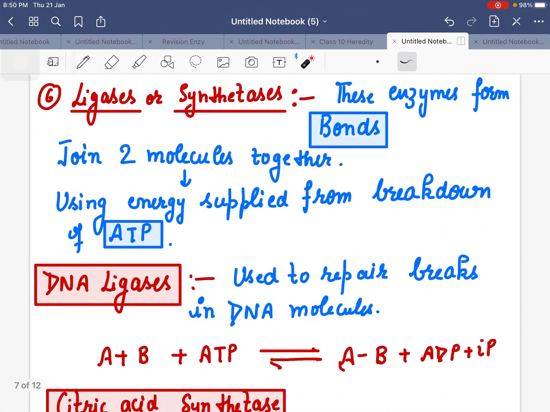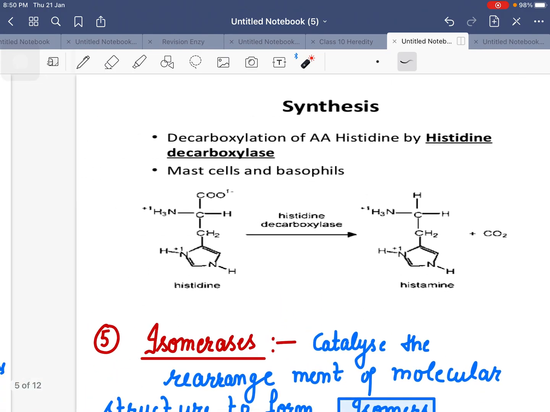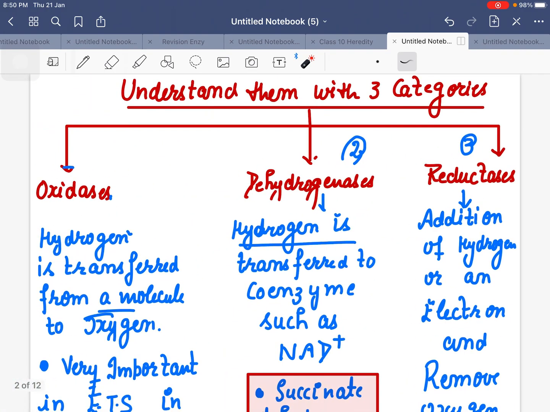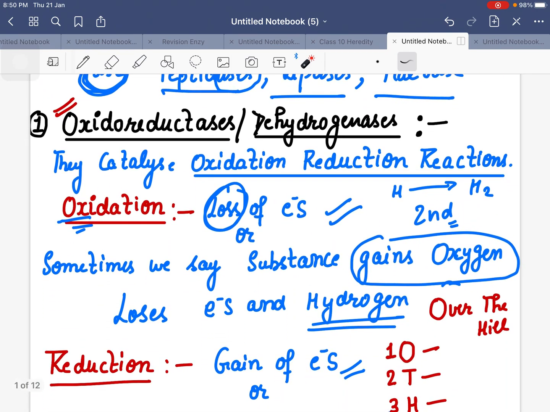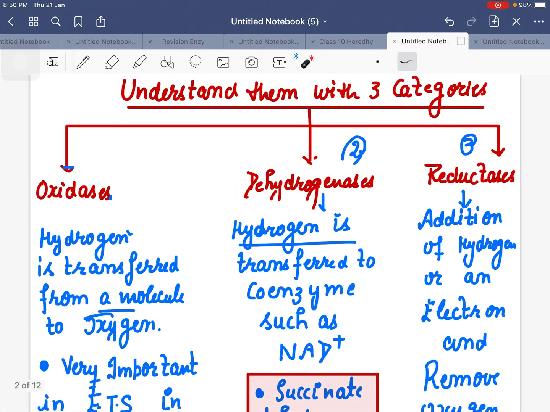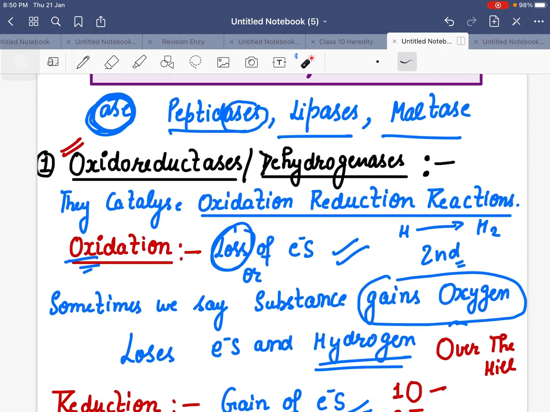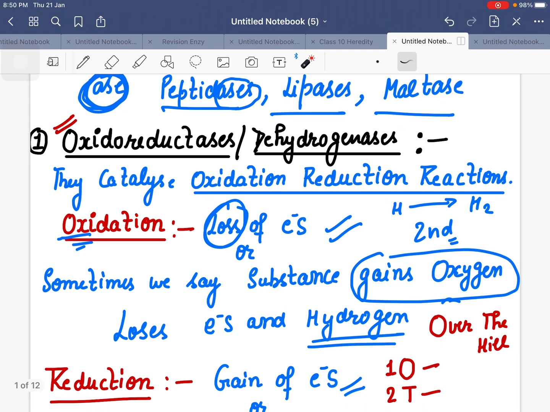Now the first category of enzymes is oxidoreductases. Many students make mistakes here with oxidoreductases, and this also includes the example of dehydrogenases. Oxidation and reduction: there are three subcategories in oxidoreductases: oxidases, dehydrogenases, and reductases. But before you can define this category, you need to understand what oxidation is.